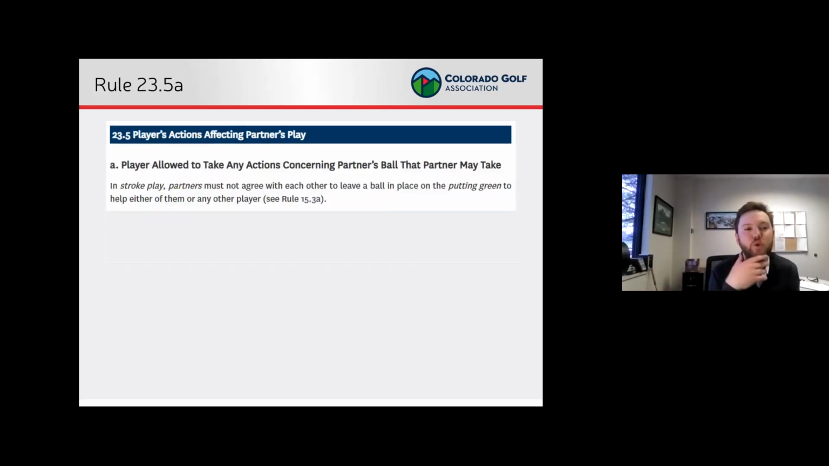Also, let's look at 23.5a. I kind of said it a little bit here, but as far as a partnered event, again, in 23.5a, in stroke play. So again, it's saying in stroke play, not match play, in stroke play only, because there's the field involved, not just mano-a-mano. Partners must not agree with each other to leave a ball in place on the putting green to help either of them or any other player. So if my partner's ball is there to serve as a backstop, we cannot agree to say, hey, leave yours there, I want to backstop off that. I can't agree to that.